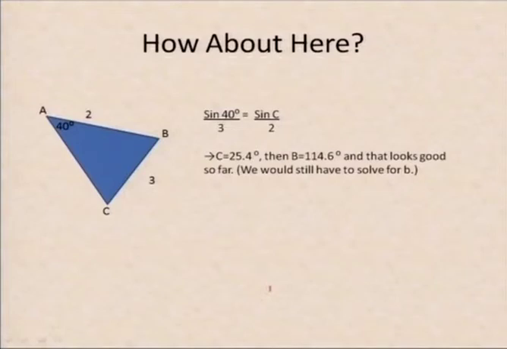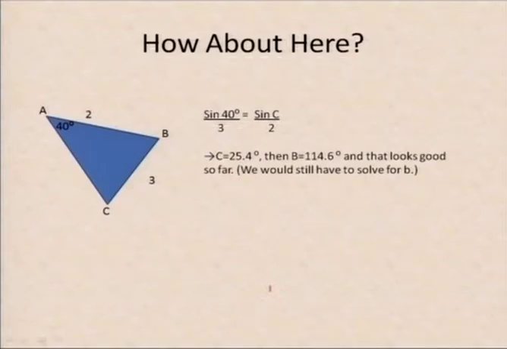And when we get 25.4 degrees, that gives us a solution of angle B equal to 114.6. That looks good so far. At least we got three angles and they add up to 180 degrees. We would still have to solve for little b and see if we have a triangle that all parts check out in.